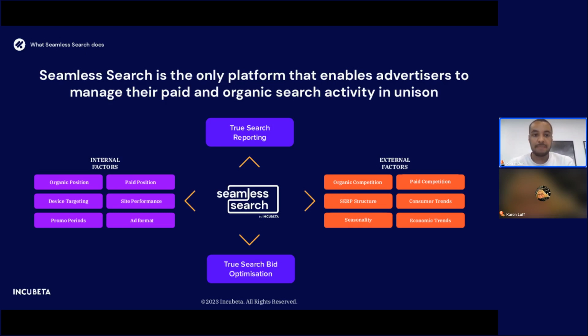And the way we look at that then, Seamless Search is the only platform that enables advertisers to manage their paid and organic search activity in unison. So the way that we put the 1 and 2 together there, we take the paid search activity and we take the organic activity, and we make sure that it's put into one place. So every day, because it's machine learning, it's taking all the data and pushing out something at the end.